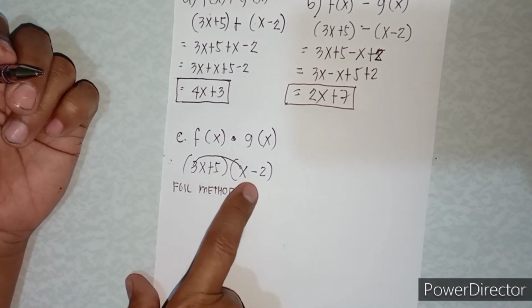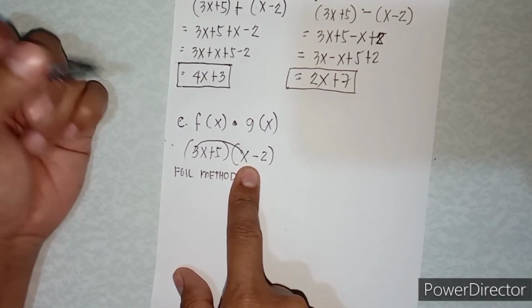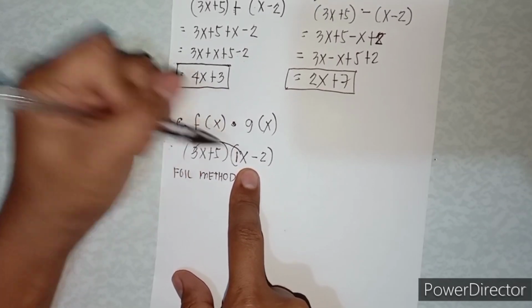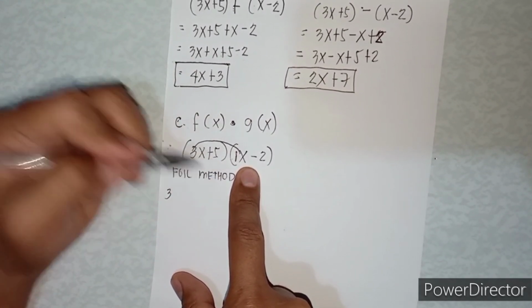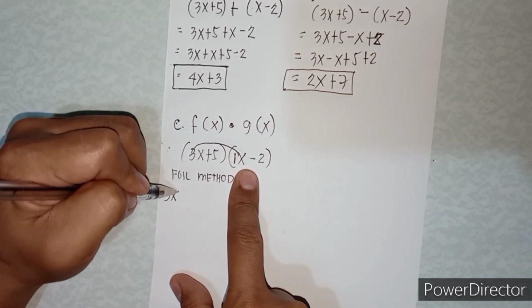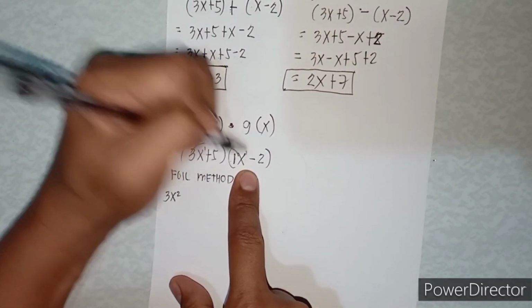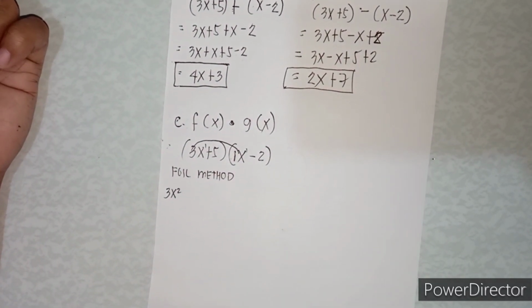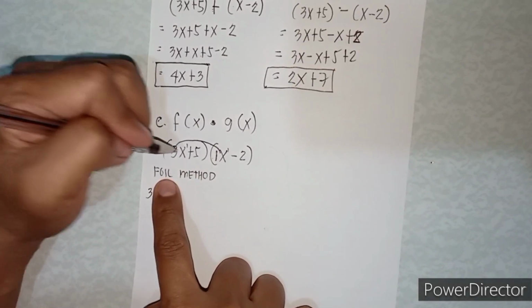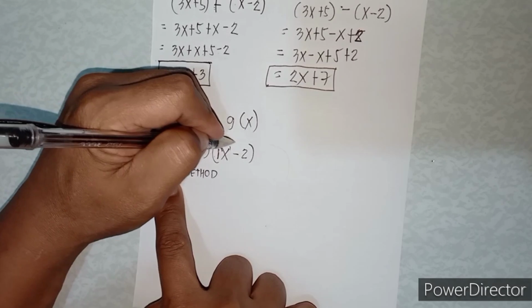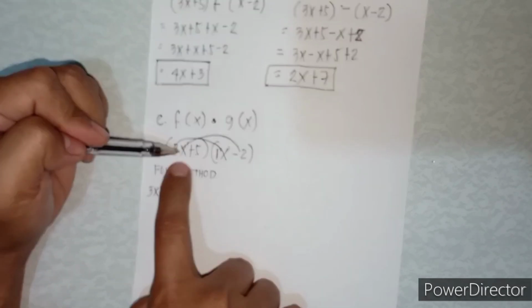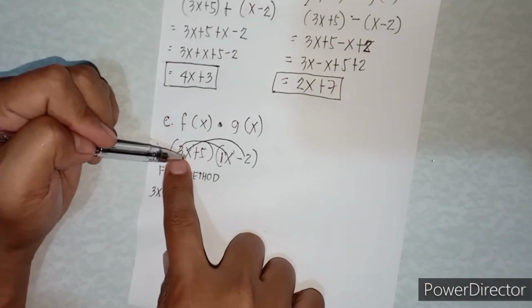First tayo, 3x times x. Kapag nag-times tayo, just multiply their numerical number. 3 times 1 is 3. X times x is x squared because we must add their exponent. Yun ang ating rule. Next is O. Outside, we have 3x times negative 2. Okay? Outside. 3x times negative 2.